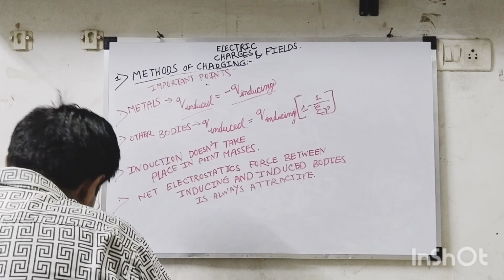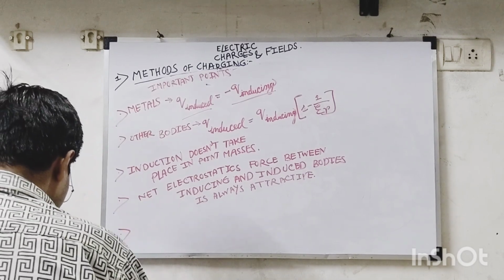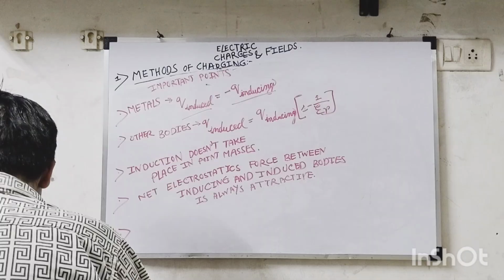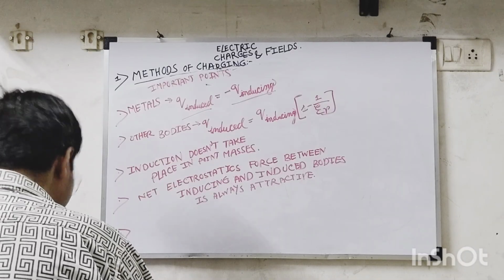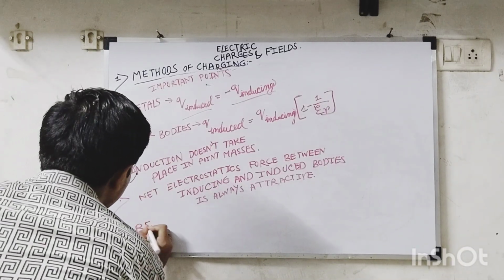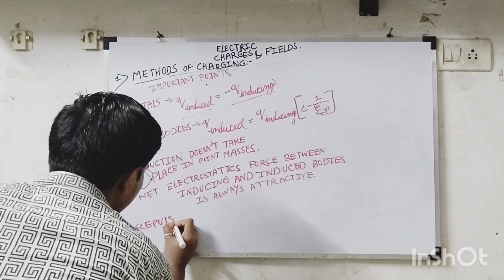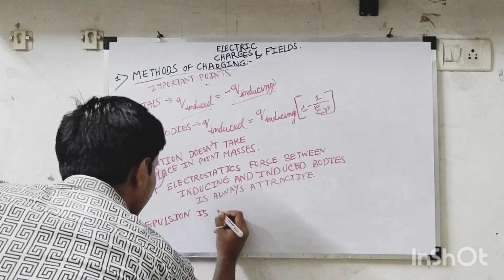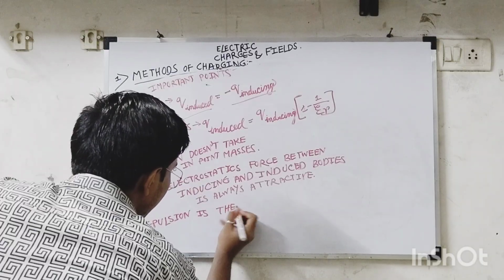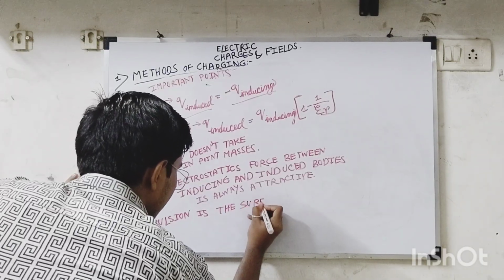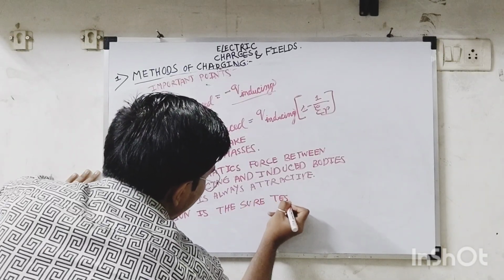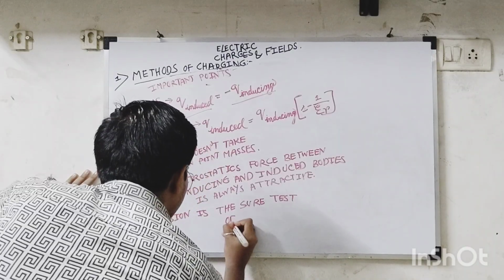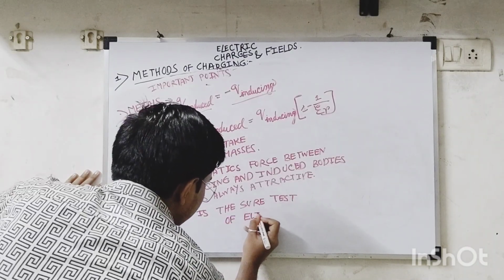Now, the last point. What is it? Repulsion is the surest test of electrification. Please remember this point. Repulsion is the surest test of electrification.